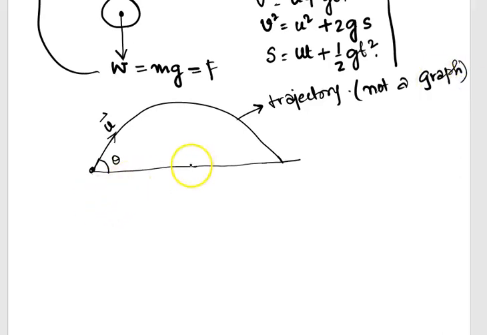A graph is a mathematical representation of how two variables are related functionally with each other. Like, is one directly proportional to the other? Is one inversely proportional to the other? Is one the square of the other? Is one the square root of the other? And so on and so forth. Or if one is an exponential variation of the other. So that is the graph.